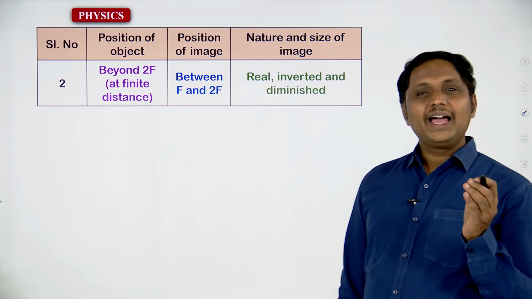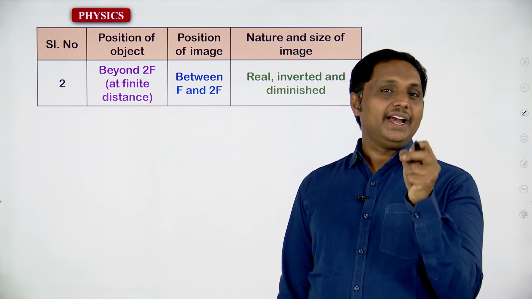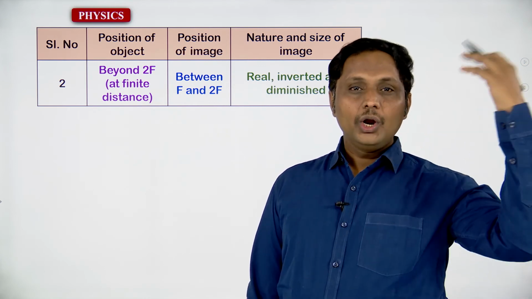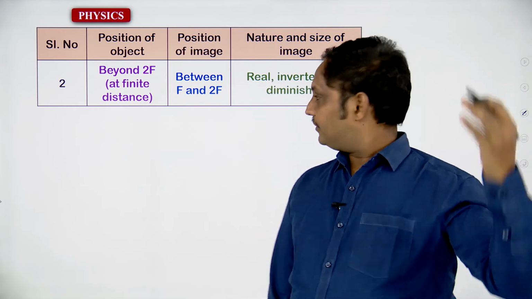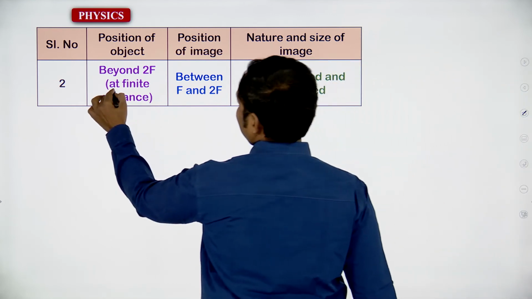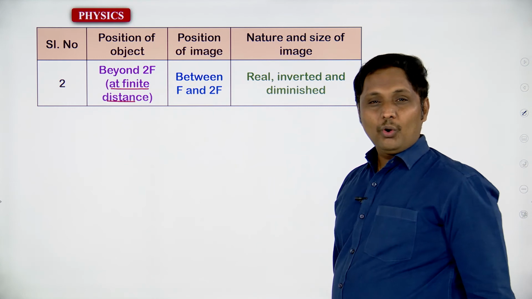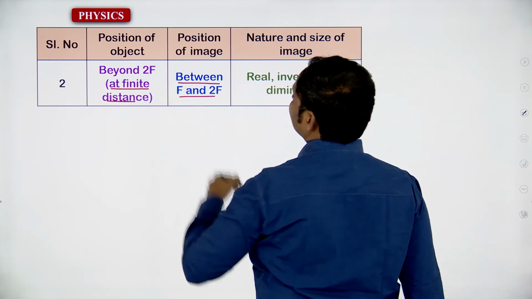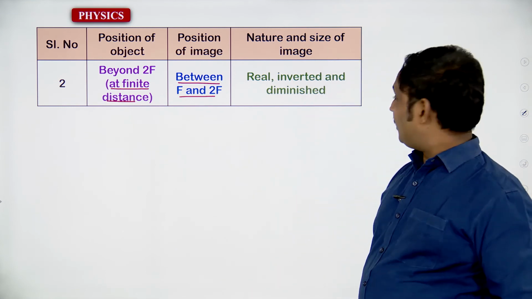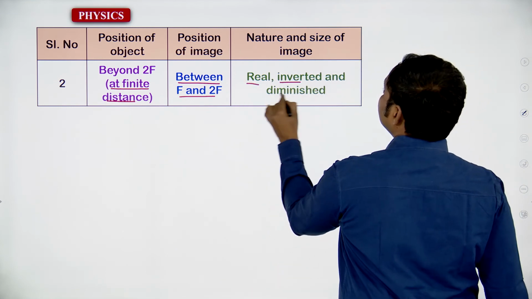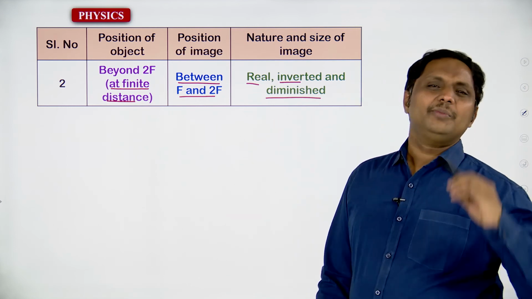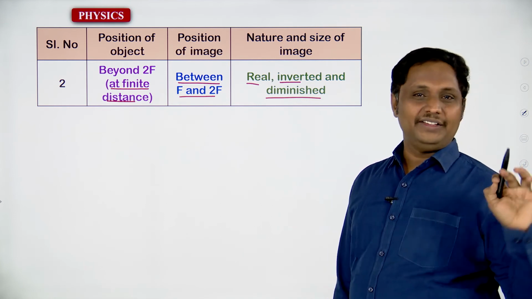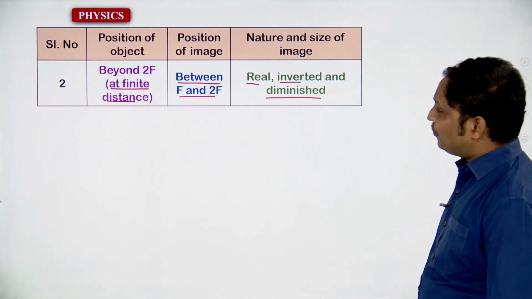So if the object has been placed between infinity and beyond 2f, you have to confirm it is at a finite distance beyond 2f. You just have to take them at a finite distance. That is very, very important. What happened? The image is going to be formed between f1 and f on either side, which is going to be real, inverted and diminished. Diminished means small size. Highly diminished means it's going to be point size, very, very small. Right, you can go for this one.